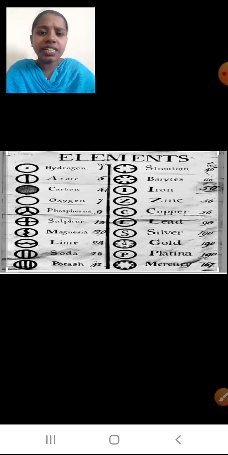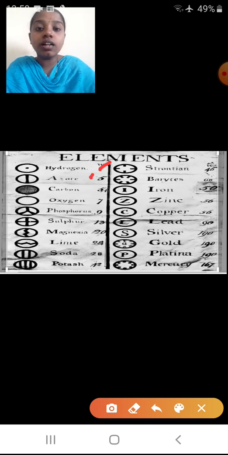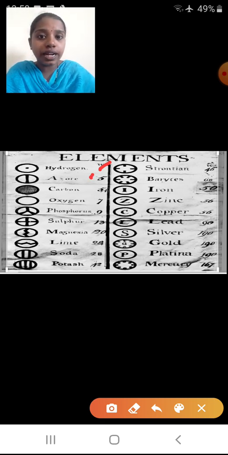You can see here many symbols are there. This was the ancient time when these symbols were used for the elements. So see, you can see these different symbols. Hydrogen, a circle with a dot. Okay, azote, you can see here, I'll just mark for you. See, hydrogen, and azote. Azote is the liquid nitrogen. It was before called as azote.